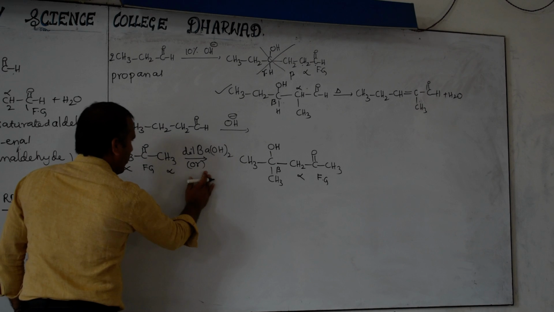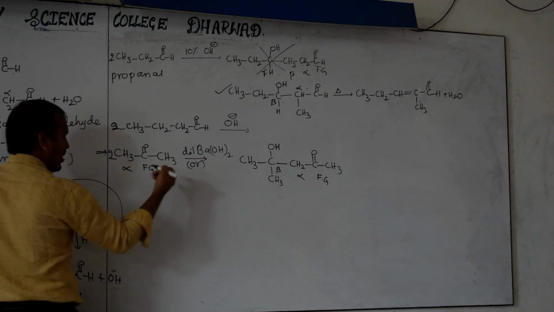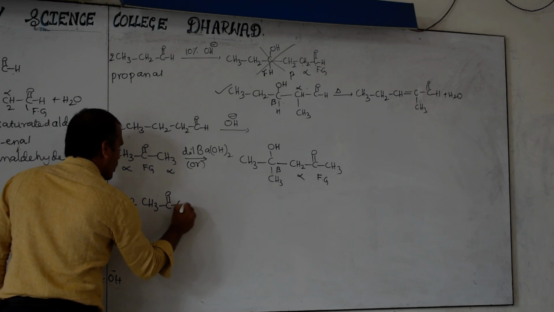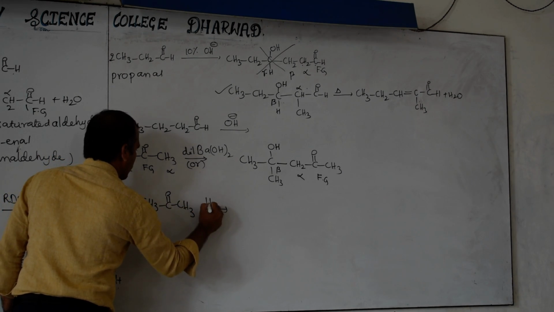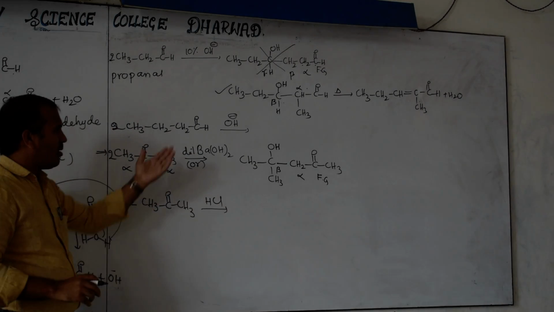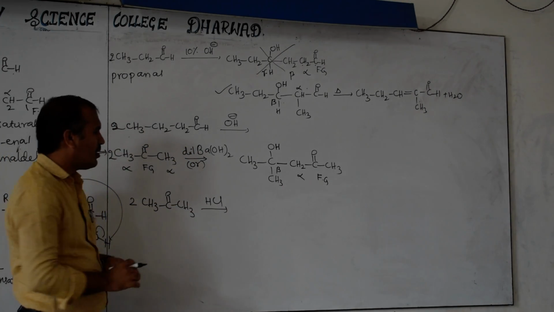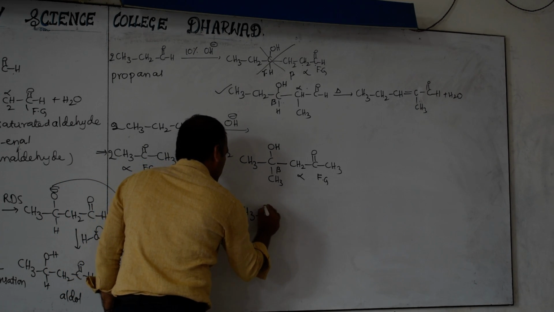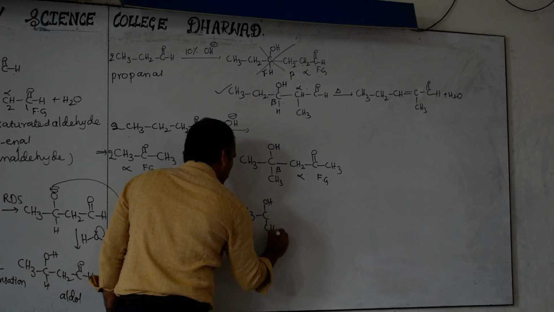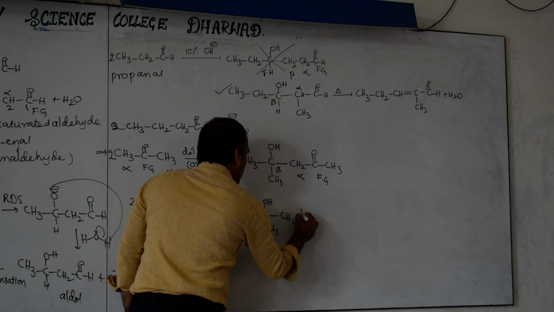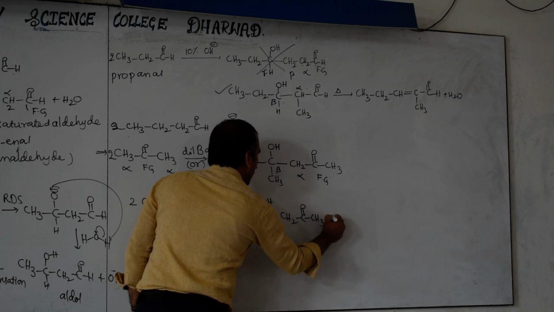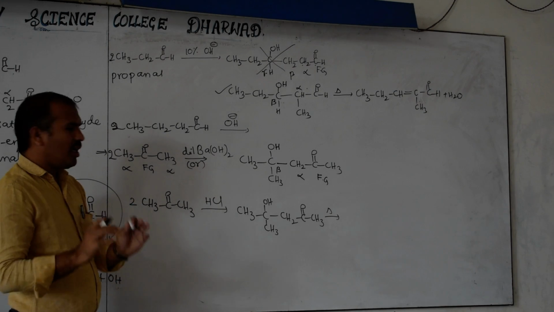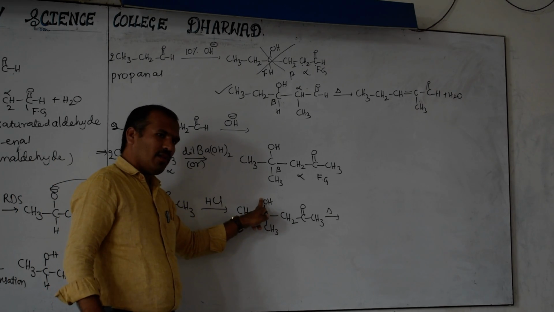Next, if you take, now in place of barium hydroxide I will write HCl separately. 2 moles of CH3, C double bond O, CH3. Now I am taking HCl separately. It may take either barium hydroxide or HCl. Then automatically the same product forms, CH3, COH, CH3, CH2, C double bond O, CH3. On heating, what will take place here? Condensation. Water molecule is eliminated. Here one H, here one OH.